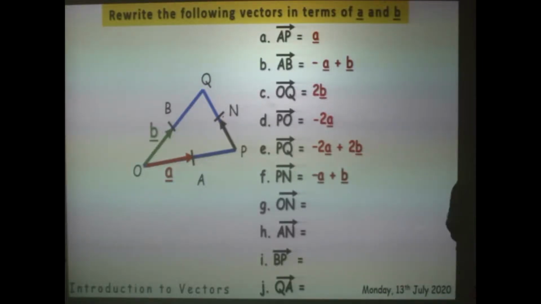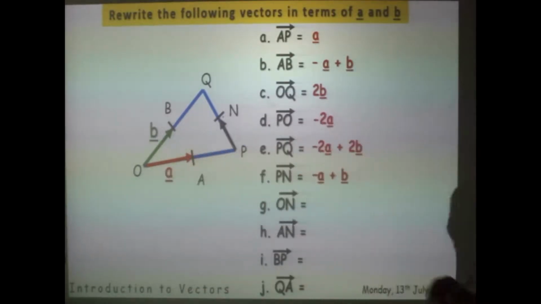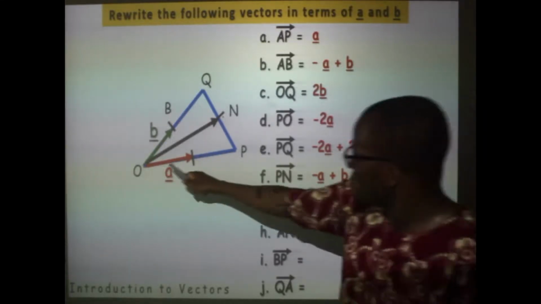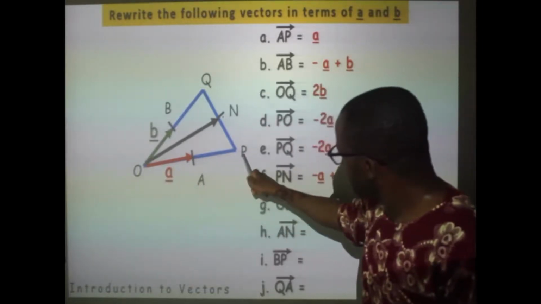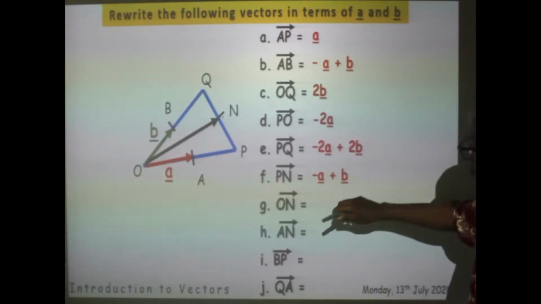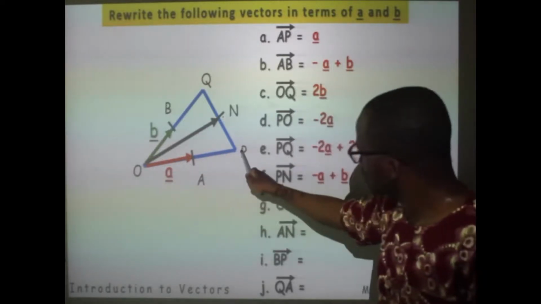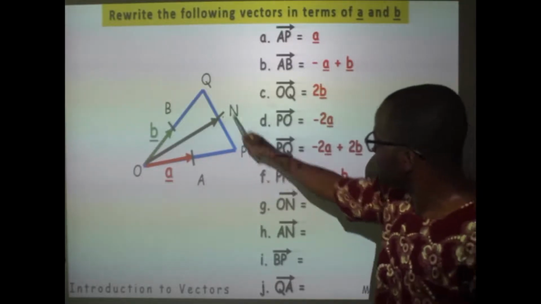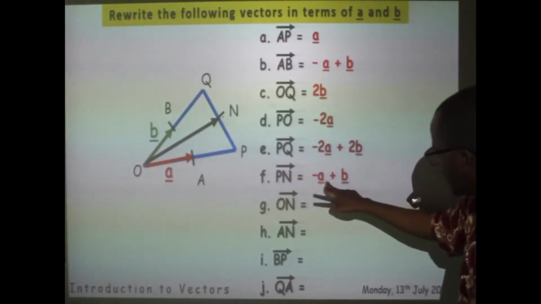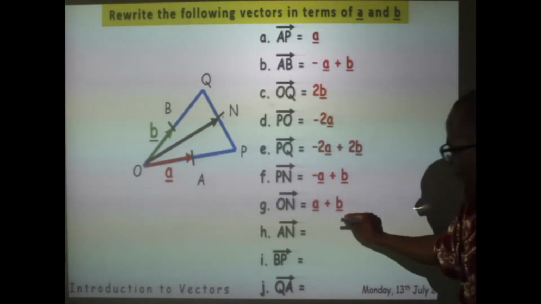Next up, ON. I'm going to show that with an arrow to see clearly. So that's ON. ON is OP plus PN. Look at OP. Well, OP is twice the length of OA. So you have 2A plus PN. Look at PN. PN is this. So this is what you end up getting. But I'm going to show you how we arrived at that.